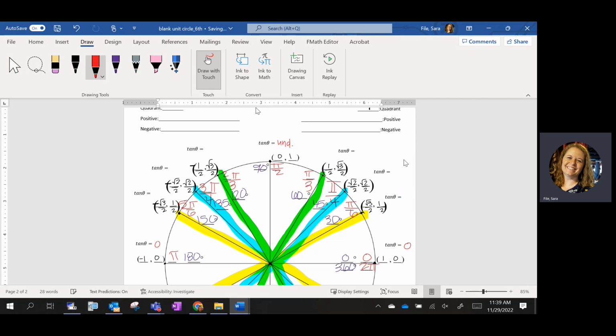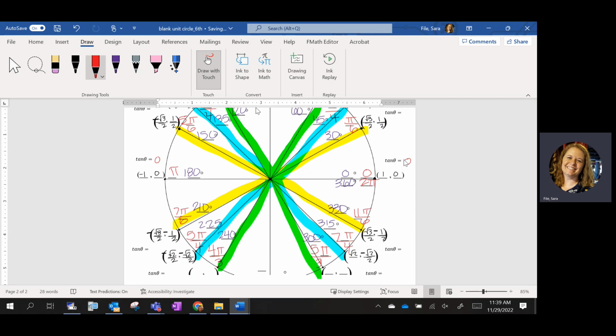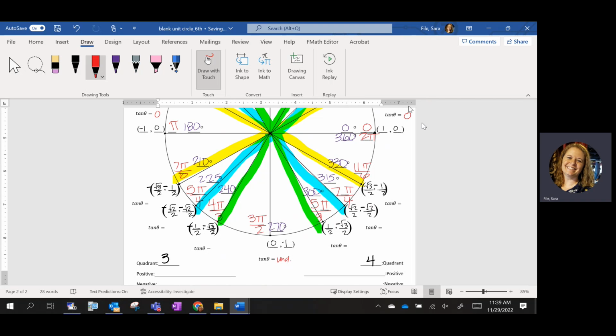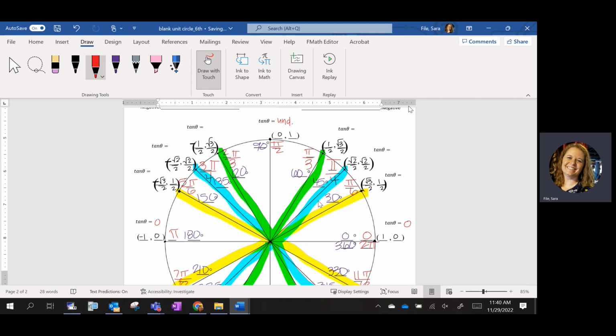Where else would tangent be undefined? Good, at the very bottom. Because it would be -1 divided by 0. Still can't divide by 0. Doesn't matter what the numerator is. So we've got 0 and undefined. Now we need to look at these special angles, the 30, 45, and 60.